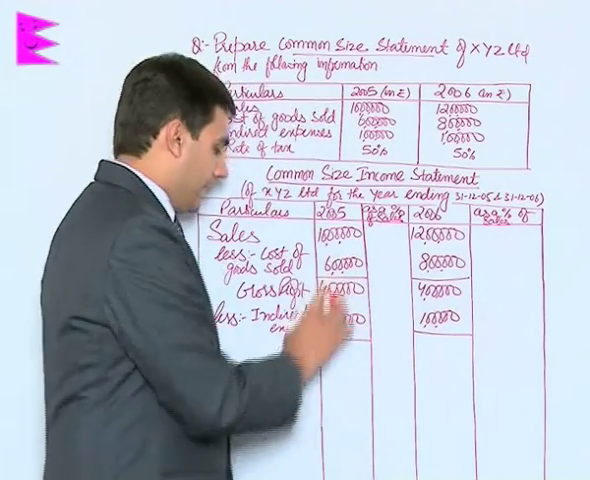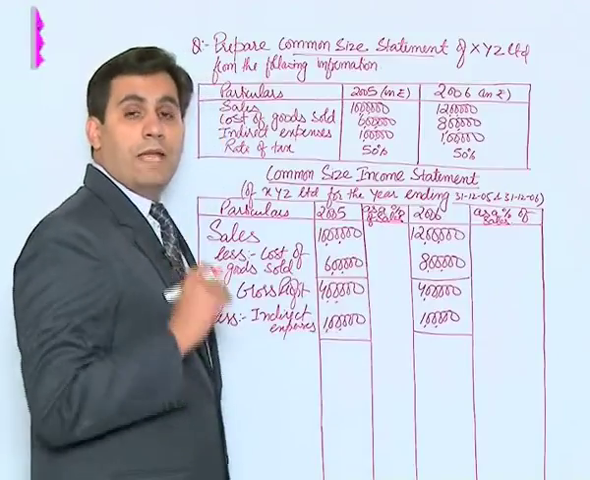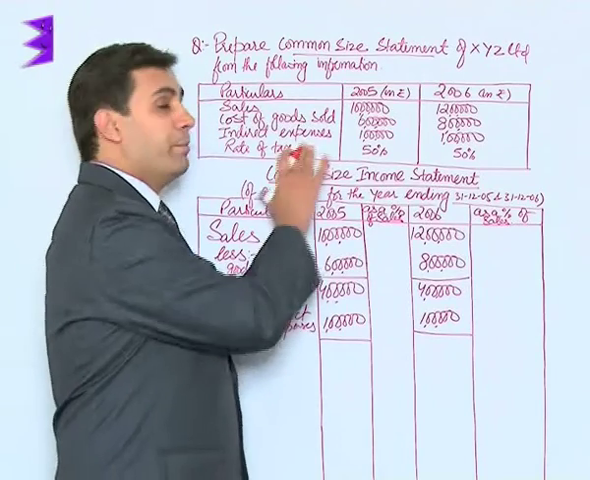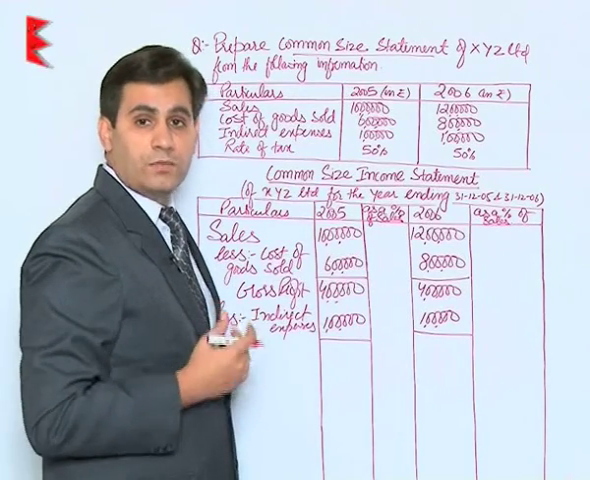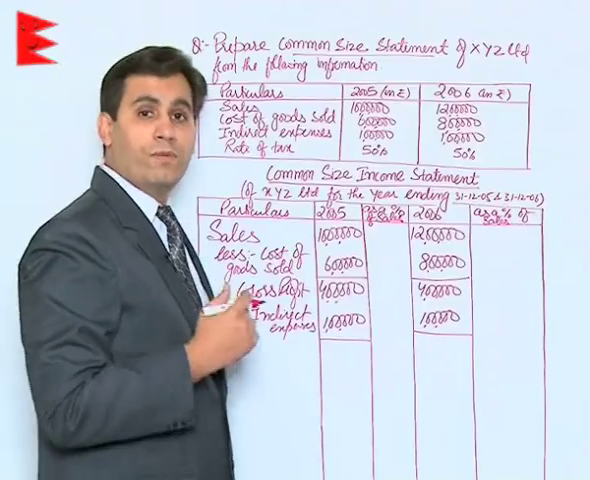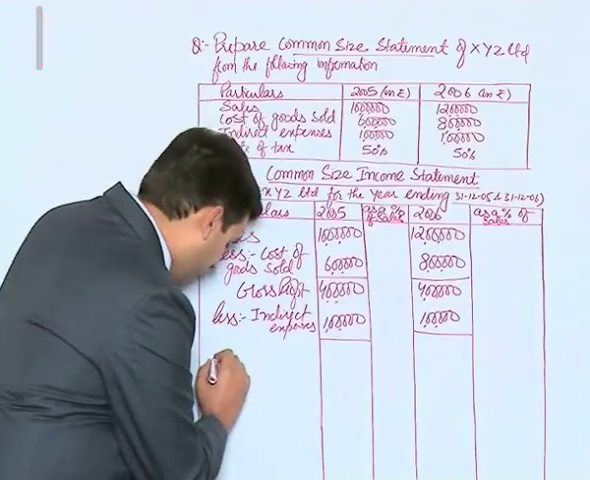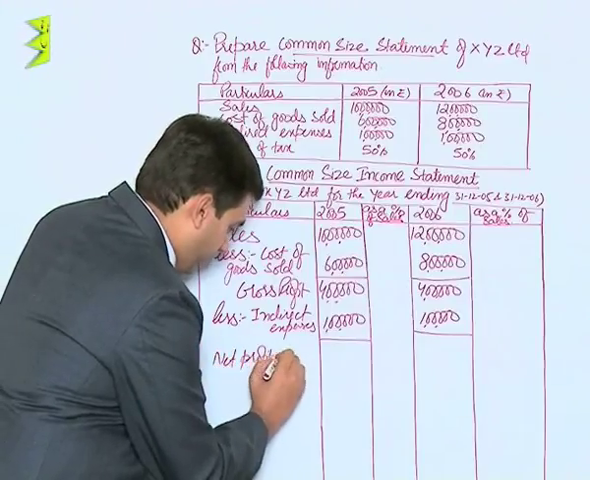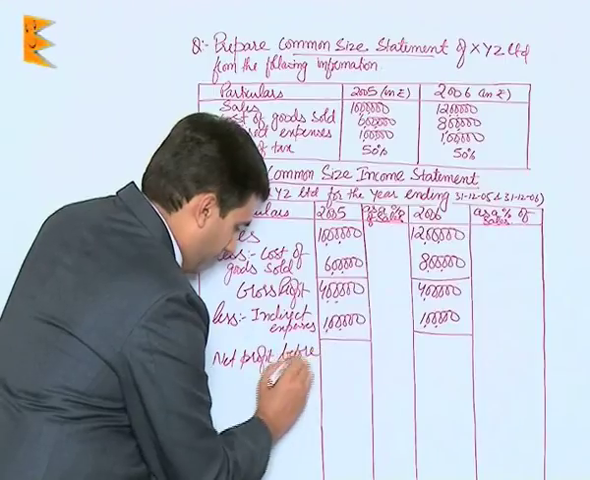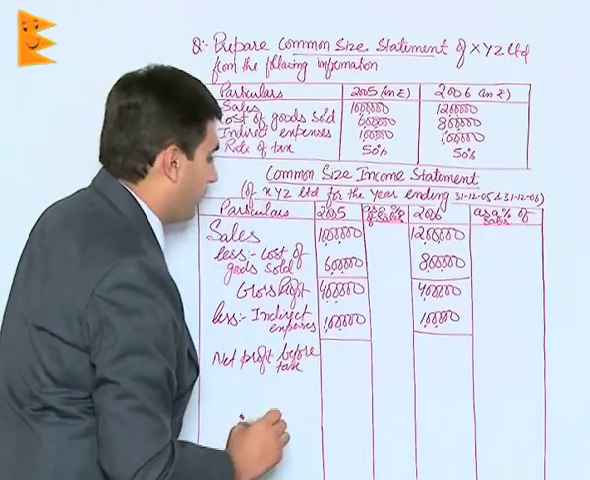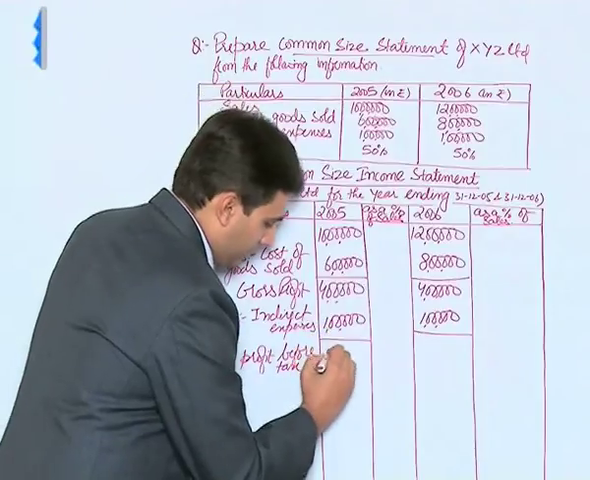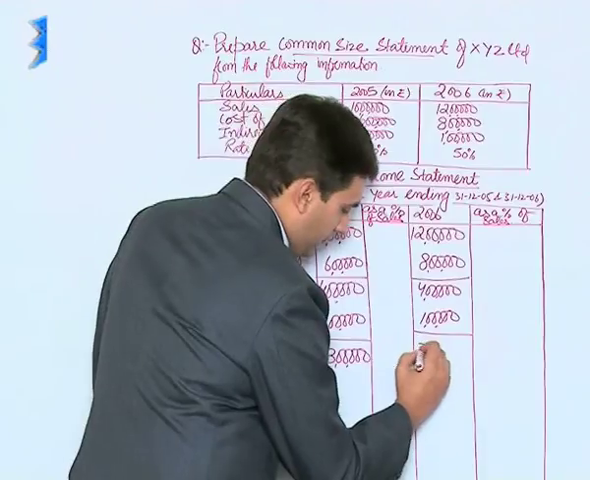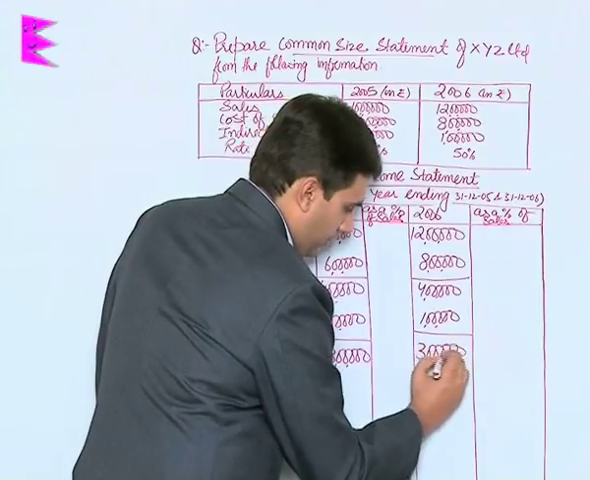Now students, once we deduct indirect expenses, we actually get operating profit. But in this case, no miscellaneous incomes, other incomes or other expenses are mentioned. So what we'll get directly is net profit before tax. Net profit before tax is 4 lakh minus 1 lakh, that is 3 lakh, and 4 lakh minus 1 lakh, that is 3 lakhs.